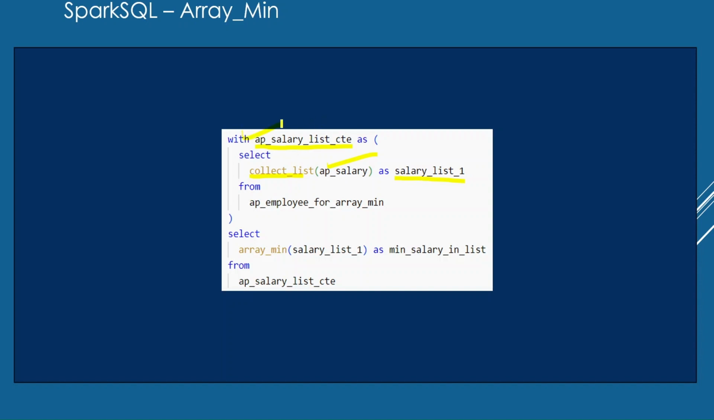Once this CTE gets created, I am using this array_min function, and I will pass an array from which we need to calculate the minimum value. This is the array we have just created with the help of the collect_list function. The array_min function will look at the values in this list and return the minimum value present in it, and that value will be stored in a column. With the help of an alias, I am renaming the column min_salary_in_list. So let's do this exercise in Databricks.